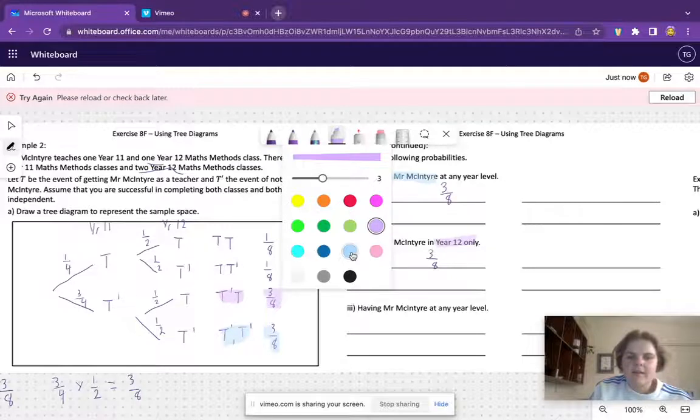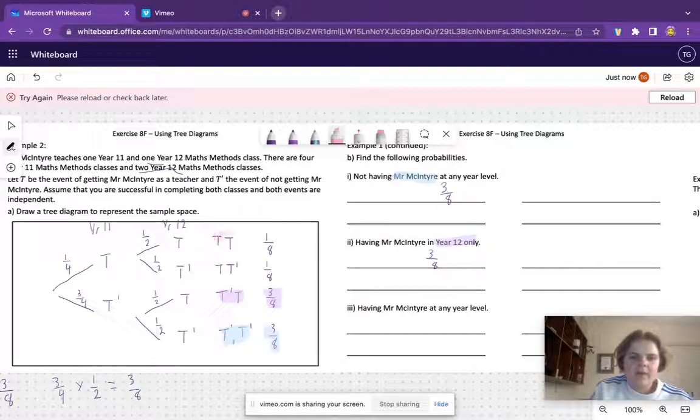Having him at any year level. So that is either or both. Let's have a look. So that would include this one, which is both, this one, which is year 11, and this one, which is year 12. So we've got 1/8 plus 1/8 plus 3/8, 5/8.